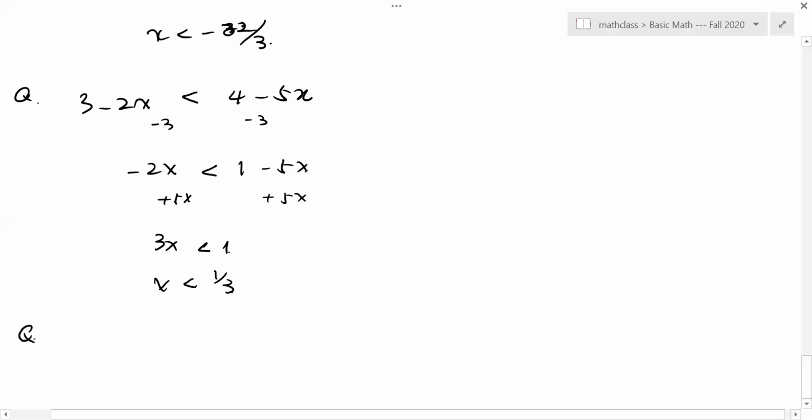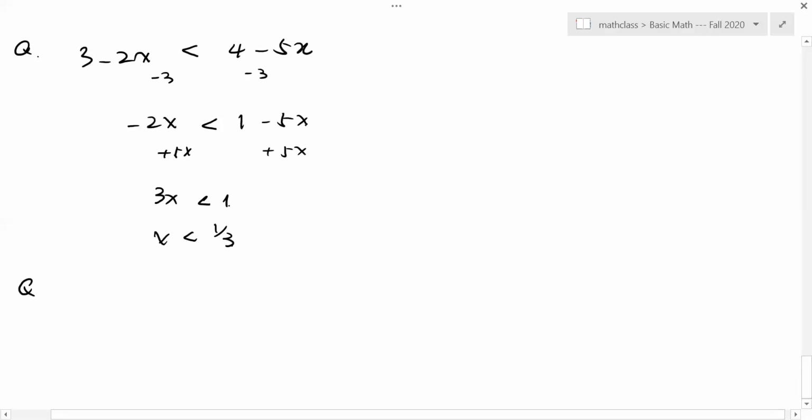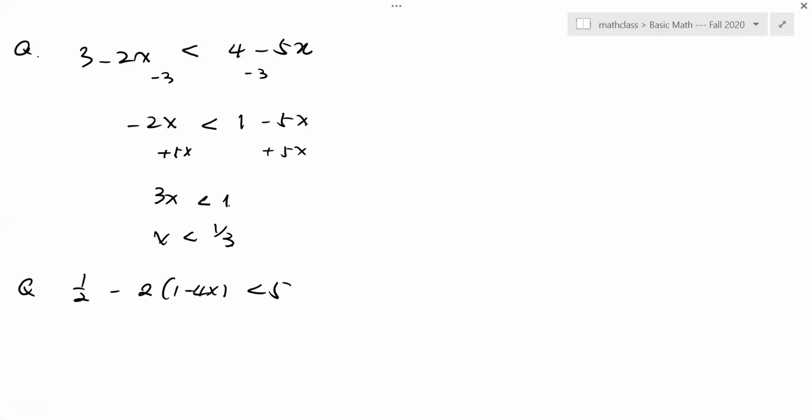Now, just like a linear equation, we're going to solve a little bit more complicated problems. Okay. We have 1/2 minus 2 times (1 minus 4x) less than 5. How do you solve this problem? There are a couple ways to do it. But the more straightforward method is you get rid of the fractions.